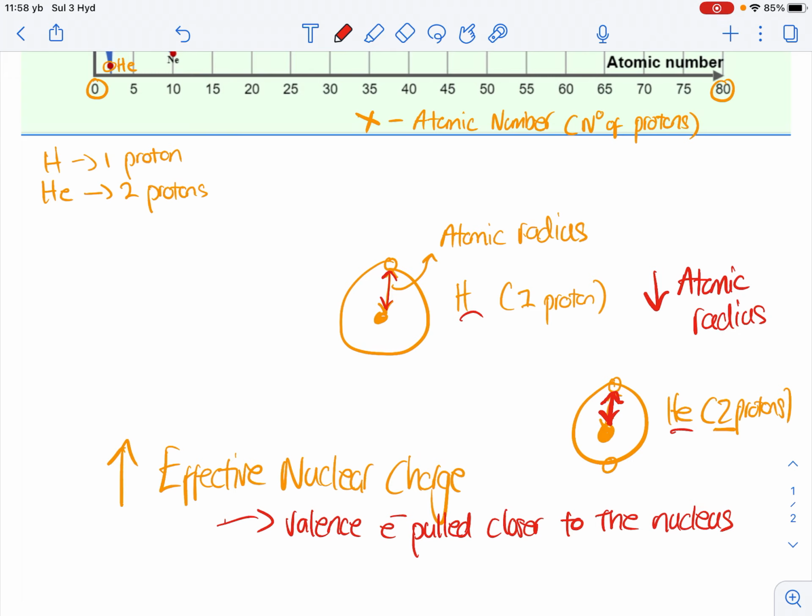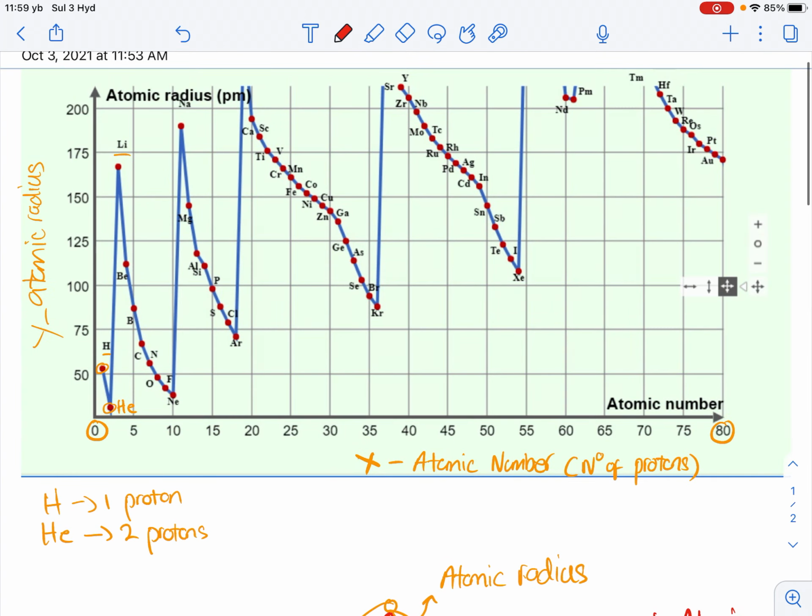All right, now if we go back to our graph here and look at the next element, we go from helium down here, which has a very small atomic radius, all the way up to lithium. And that's a huge jump, okay? Let me just get rid of hydrogen for a second here. We've essentially gone from about 10 picometers for helium to 65-ish for lithium. That's a huge jump, okay?